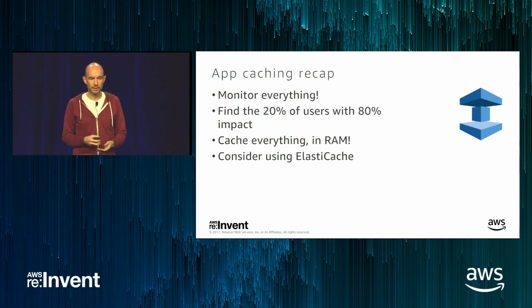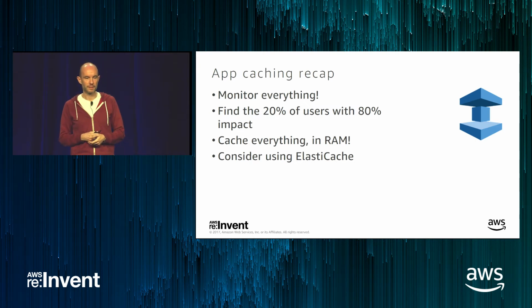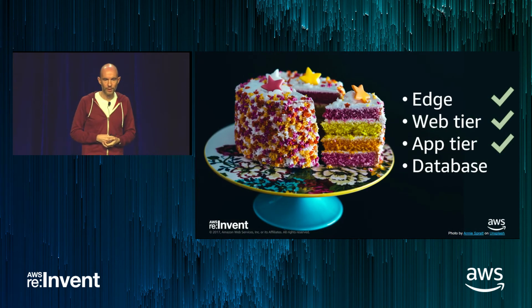Cache everything. There's nothing you cannot cache, and if you cache something, just cache in RAM. There's no value in caching something on disk. RAM is always going to be faster than disk, so use that RAM, and consider using something like ElastiCache to add more RAM on top of your application tier. So let's move on to the core of everything, which is the database.